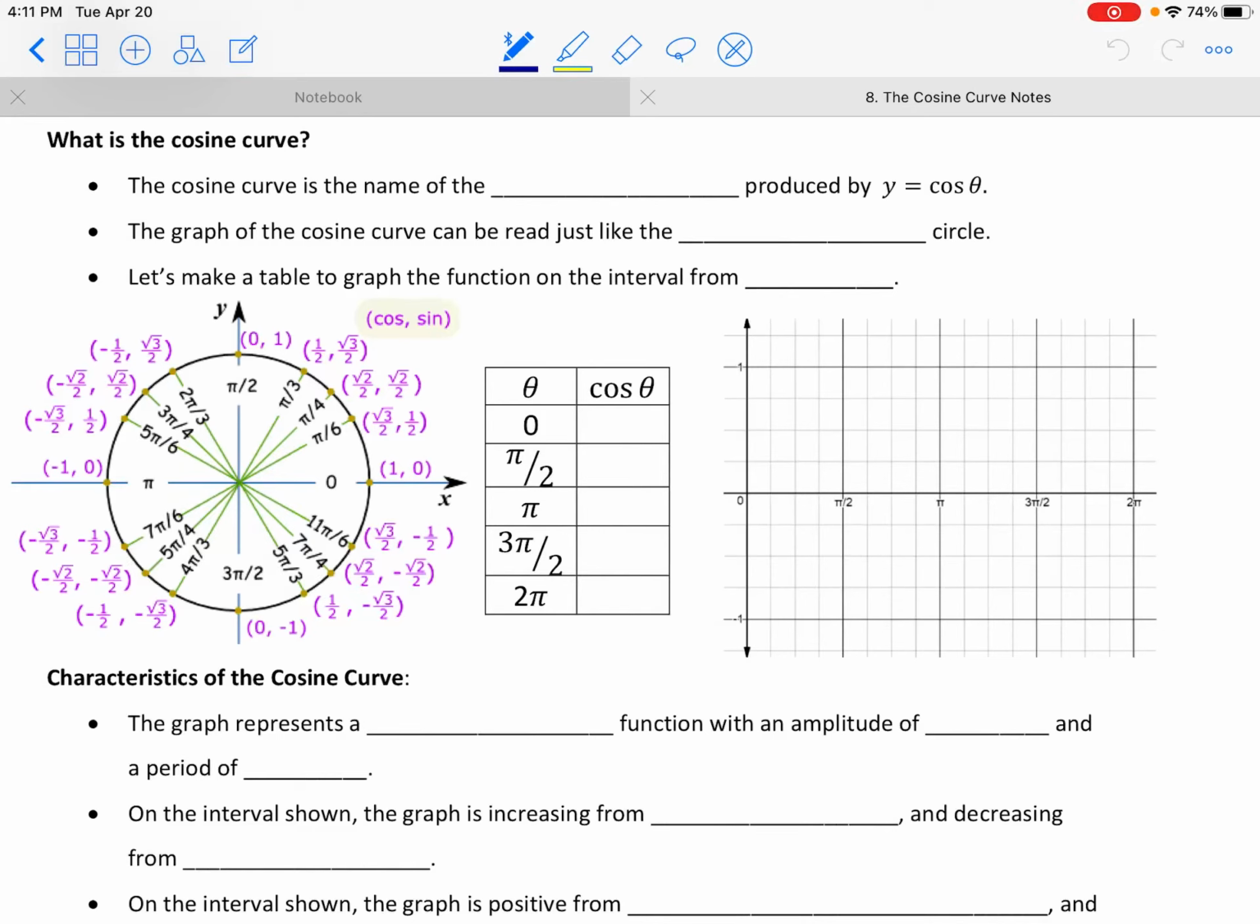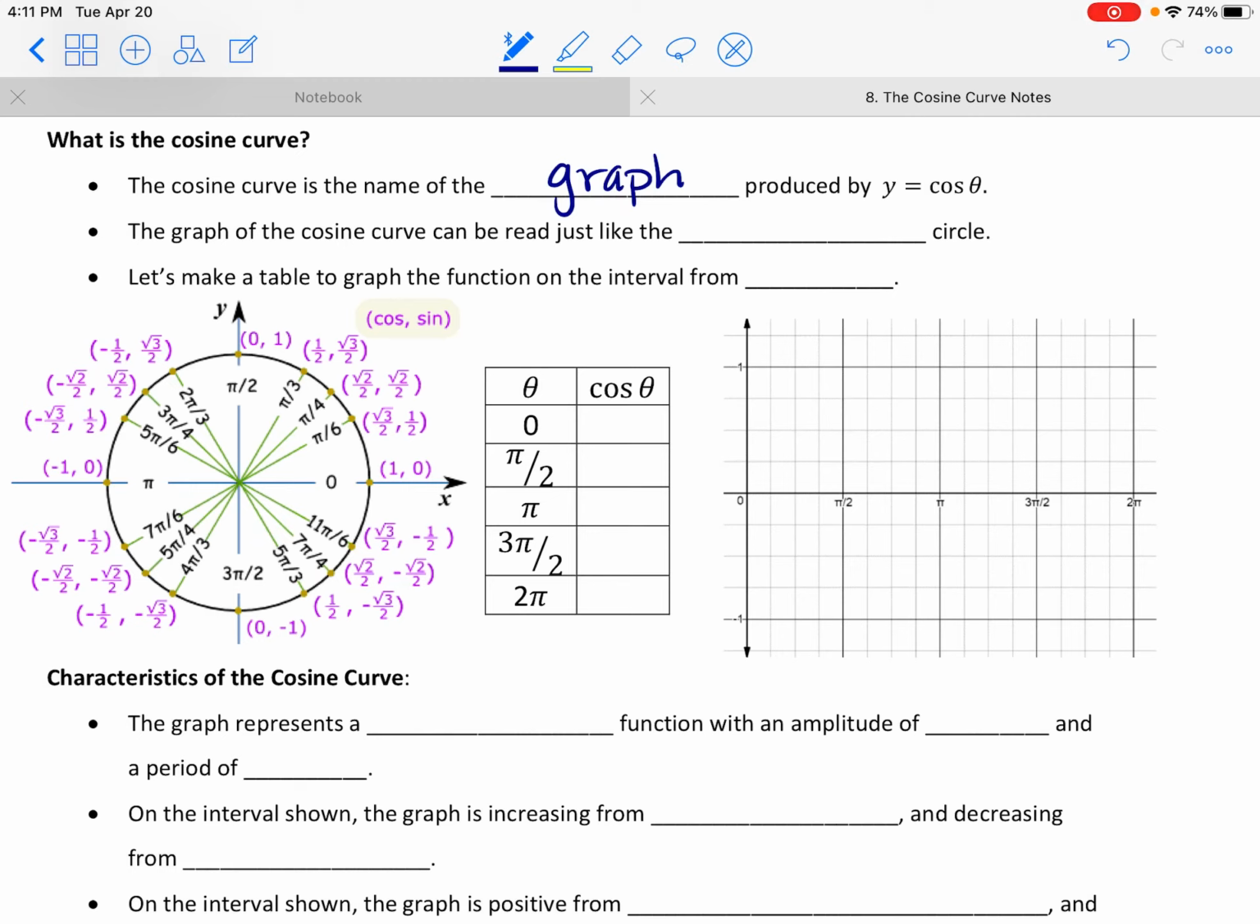Hello and welcome to our lesson on the cosine curve, which is the name of the graph that is produced by y equals the cosine of theta. So this is a piggyback off of the lesson that we talked about with y equals the sine of theta, or the sine curve.